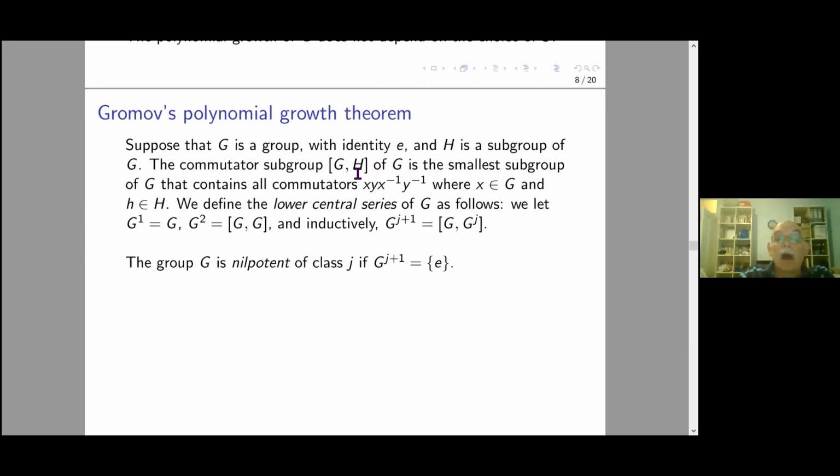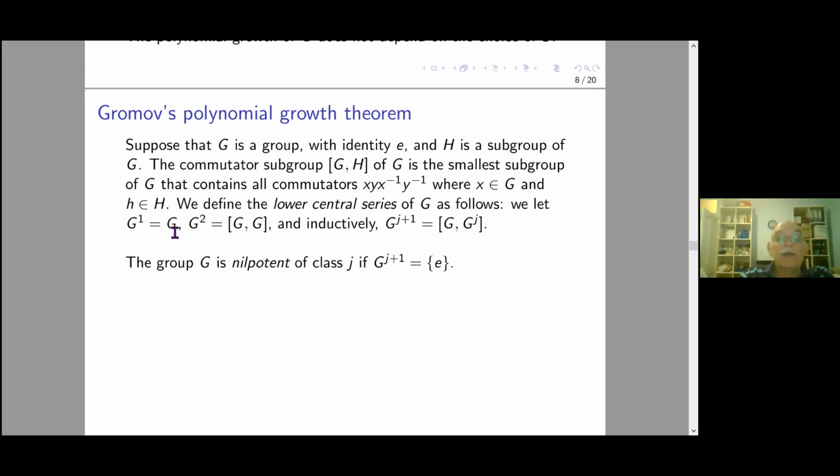So I take commutators with some things in G, some things in H, and then I get a whole collection of commutators, and then I take the smaller subgroup generated by all of those commutators, and that's the commutator subgroup [G, H]. So if I have a group G, I can define the lower central series, which is a collection of subgroups, G1, G2, and so on.